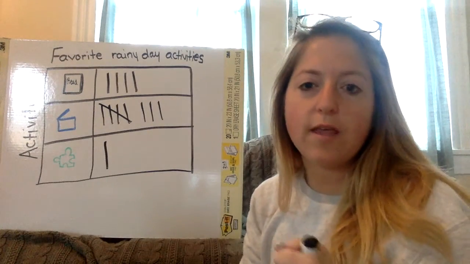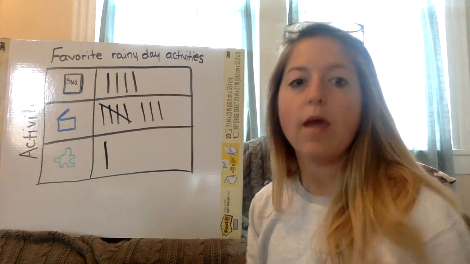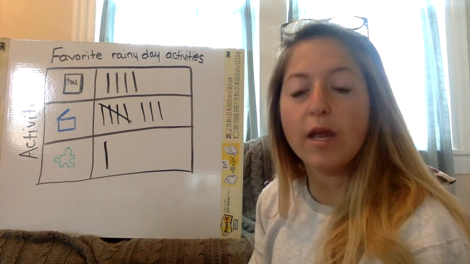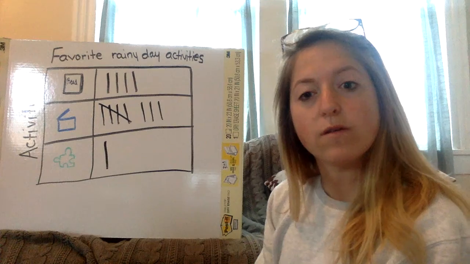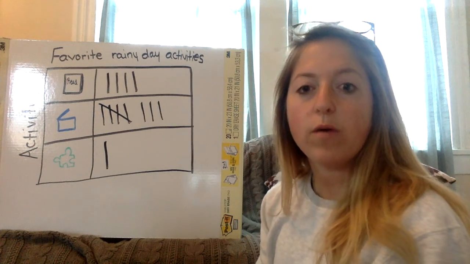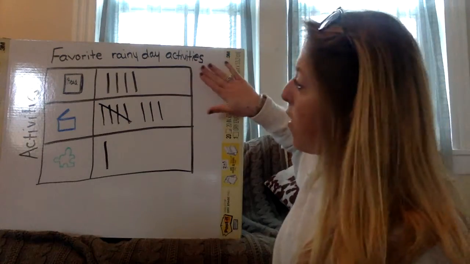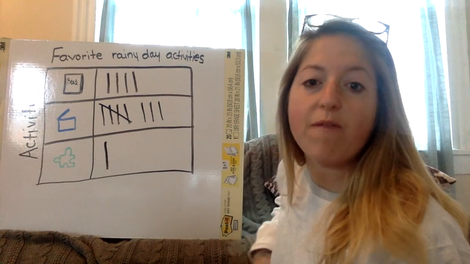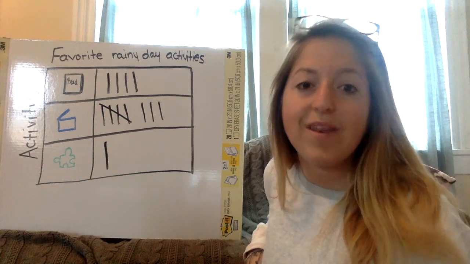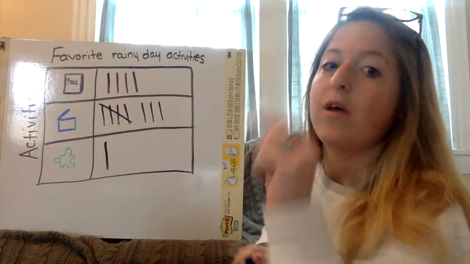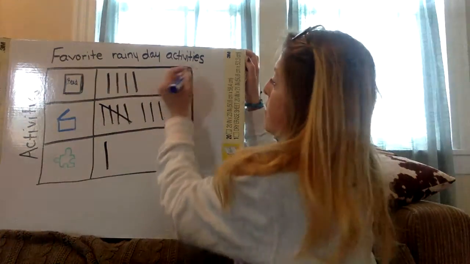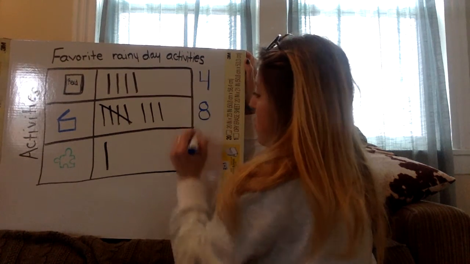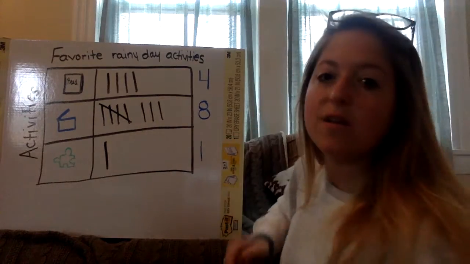So some questions that you can ask about this graph would be, how many of Miss Arnett's family members like to read and do puzzles on rainy days? So in order to solve that, I would have to look at, well, I have four that want to read and one that likes puzzles, so that would be five. And to make it even easier to read your graph, what you could do is put the totals next to your graph so that it's a little bit easier to read.